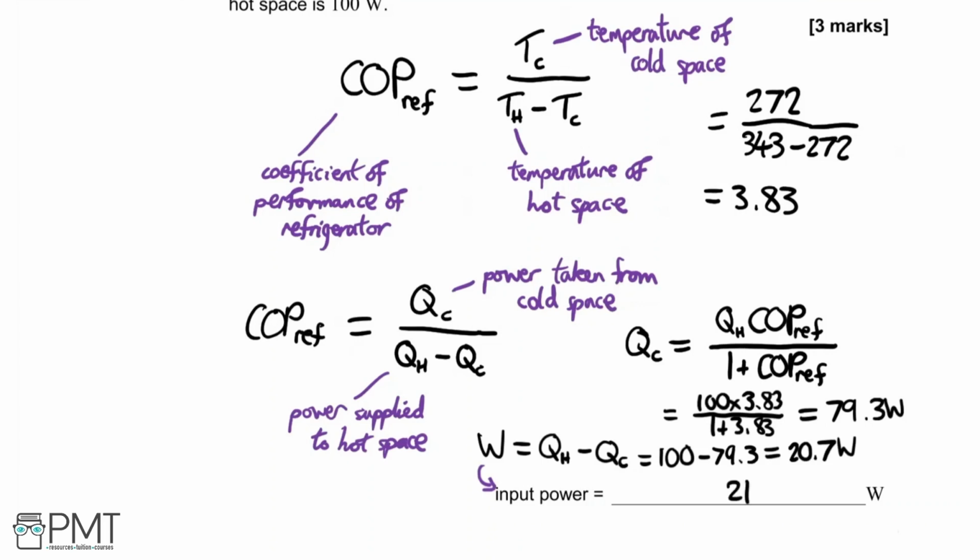Just be careful not to confuse the letter used for the watts, which is a capital W, with the W that we've also used for the input power, because those are different things. So in terms of marks for this question, you'll get your first mark for correctly calculating the coefficient of performance of the refrigerator. Your second mark will be for correctly calculating the power taken from the cold region. And then your third mark will be for correctly calculating the input power. So 3 marks there.